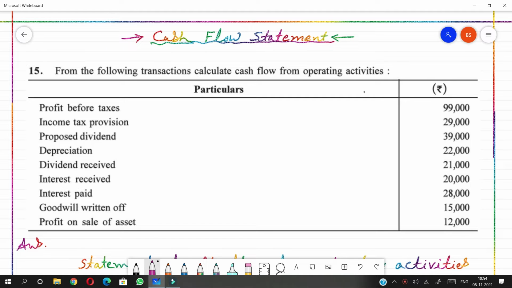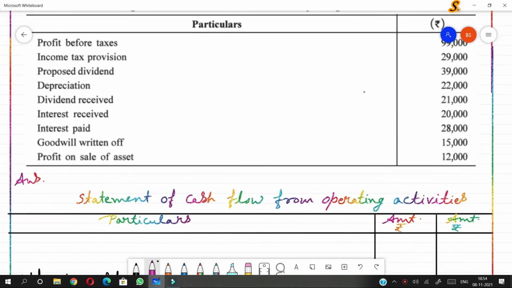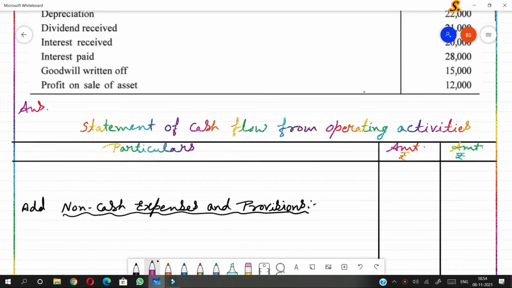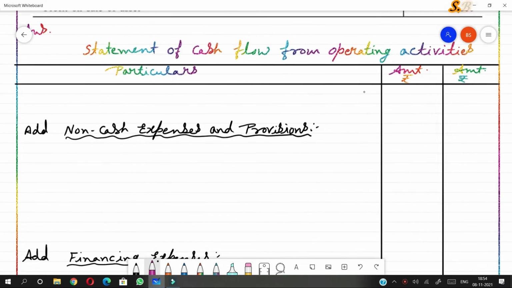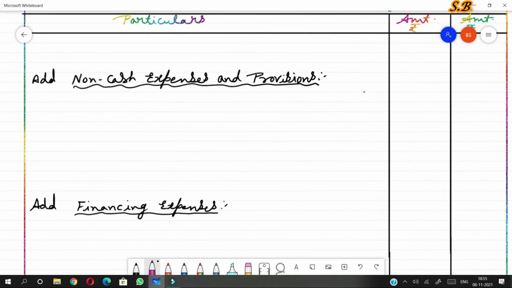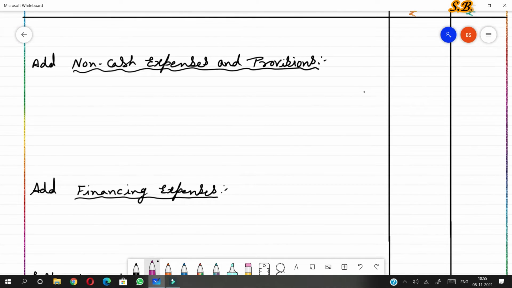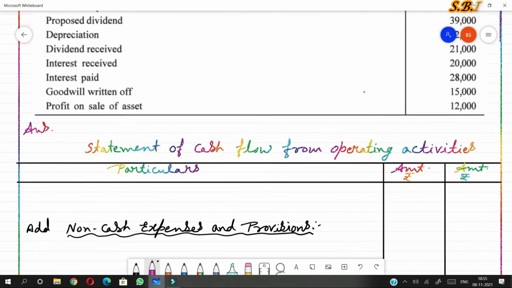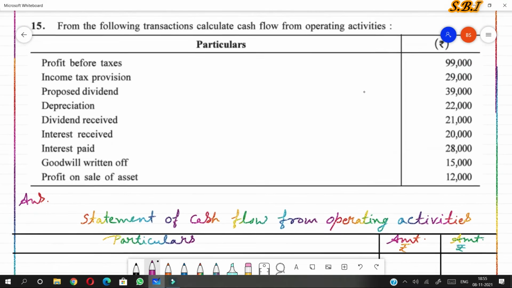Students, here in the 15th sum, from the following transactions, calculate cash flow from operating activities. Then, on the basis of the given information, we will prepare the statement of cash flow from operating activities and also write down the headings under which we will make the transactions. So let's start the sum.